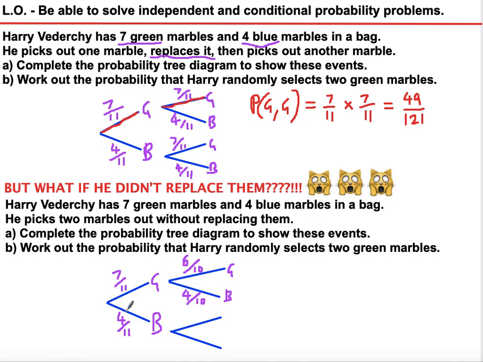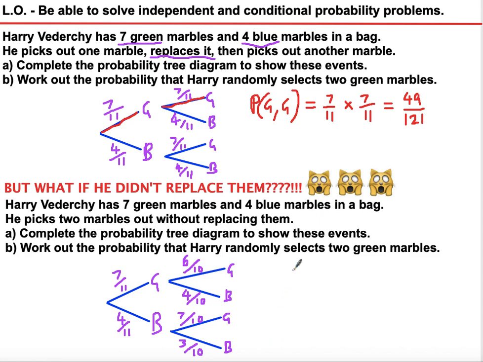So, we then look at the other way that this probability tree diagram could go, and that is if he picks out a blue marble. So if he's picked out a blue marble, the probability of green is going to still be 7, but again, it's going to be out of 10, because there's one less blue marble this time. So that probability would be 7 over 10. The probability of a blue marble, obviously, because there's one less, it's going to be 3. And of course, the denominator will also be 10. So that is the completed tree diagram, showing the conditional probability of picking out greens or blues and how it affects the second probability.